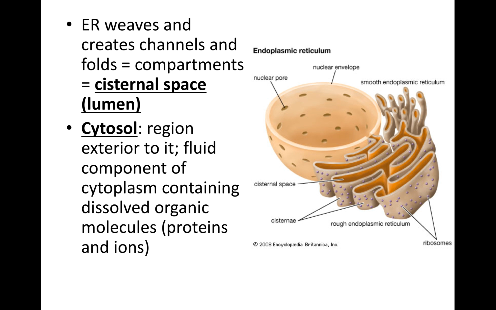Now the ER weaves and creates channels and folds, and so basically they're like compartments, but we call these compartments the cisternal space or the lumen, and that is labeled here. So this orange area is considered the cisternal space. Remember the cytosol? We talked a little bit about the cytoplasm, how it contains dissolved organic molecules, proteins, as well as ions. Well, the cytosol is the region exterior to it. And it is not listed, but it would just be out here.